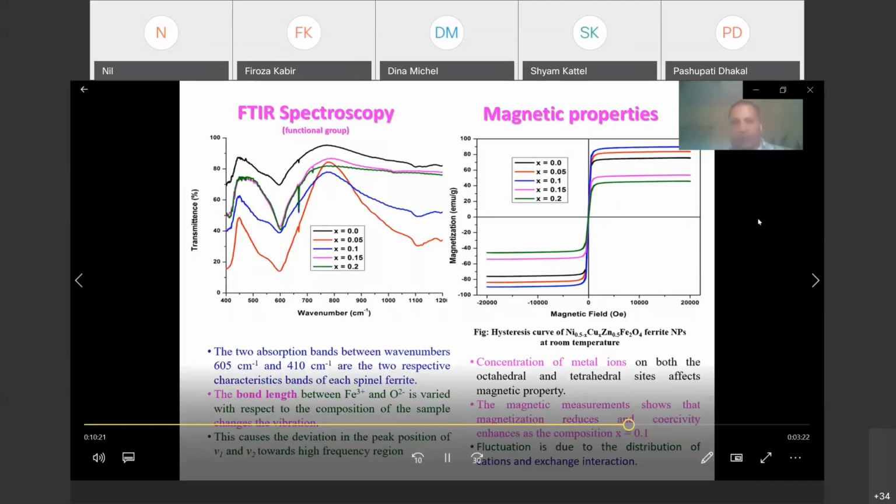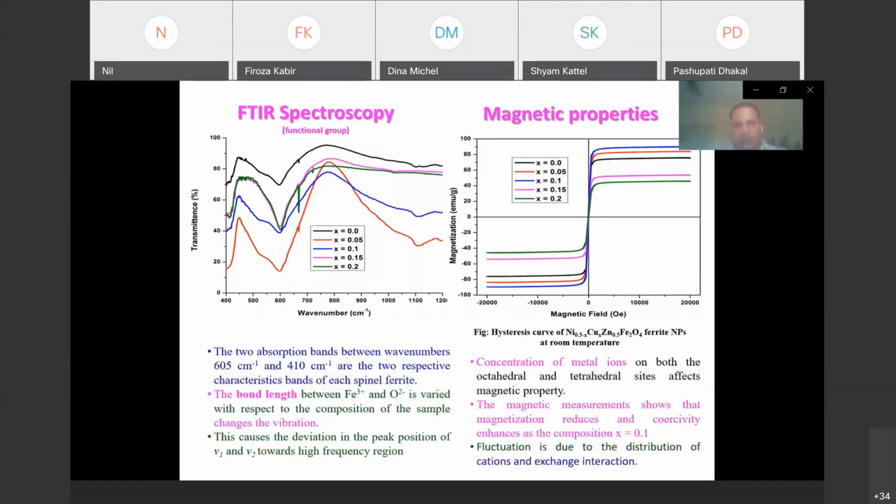So about magnetic property, the coercivity and magnetic intensity is maximum at composition near x equals 0.1. So the magnetic property is affected by the concentration of metal ions on both octahedral and tetrahedral sites. So the fluctuation here is due to the cation and exchange interaction.